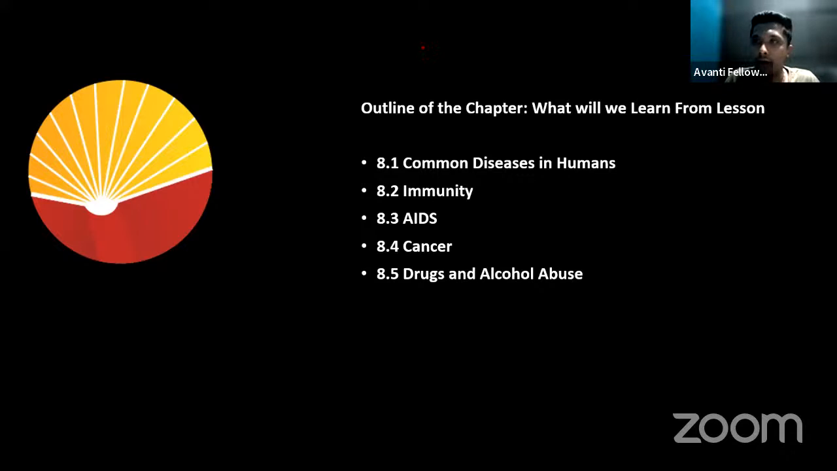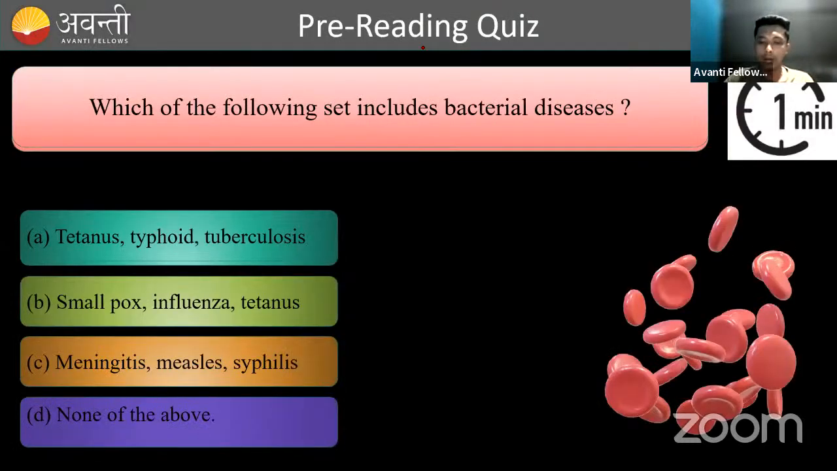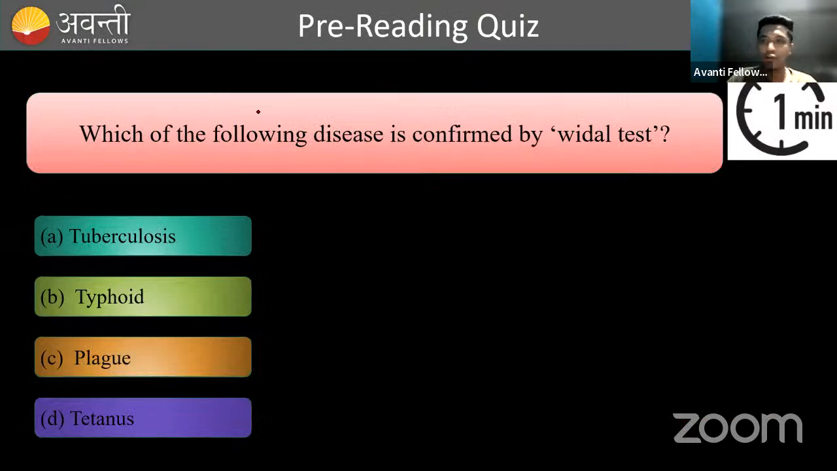Before we head on to the details of some of the very interesting concepts that we're going to talk about, here are some of the things that we are going to discuss. First, we are going to define what is health and what are the common diseases in human beings. That will be today's session. In the future sessions, I will talk about immunity, AIDS, cancer, drug and alcohol abuse. Okay, fine.